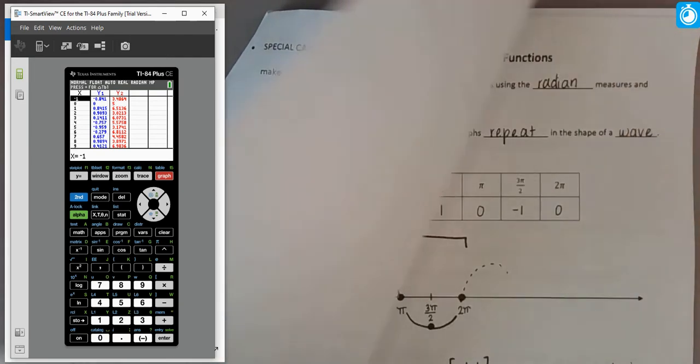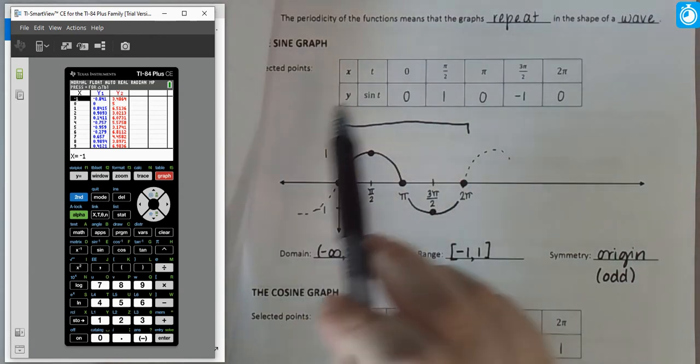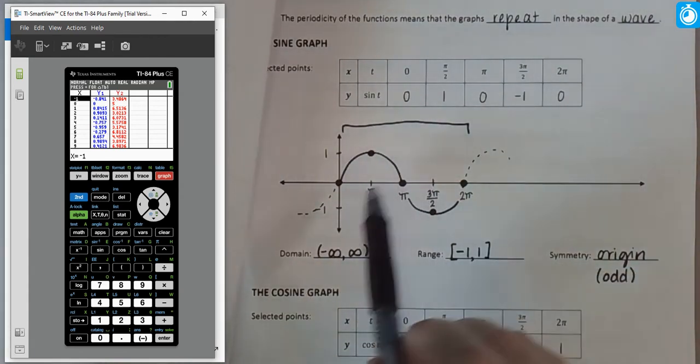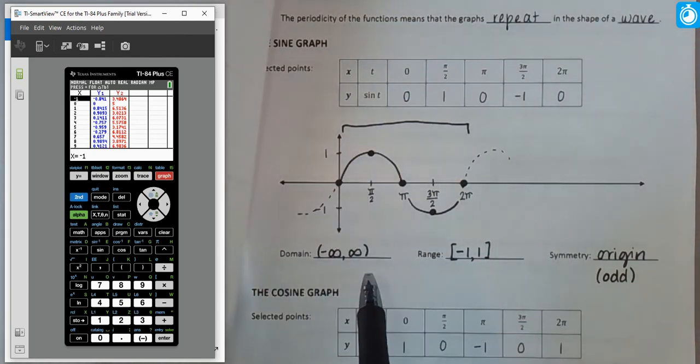But the problem with trying to reflect a graph like this horizontally is that because it repeats indefinitely, you're having to reflect a lot of points. So actually executing a horizontal reflection is relatively complicated from a graphing standpoint.